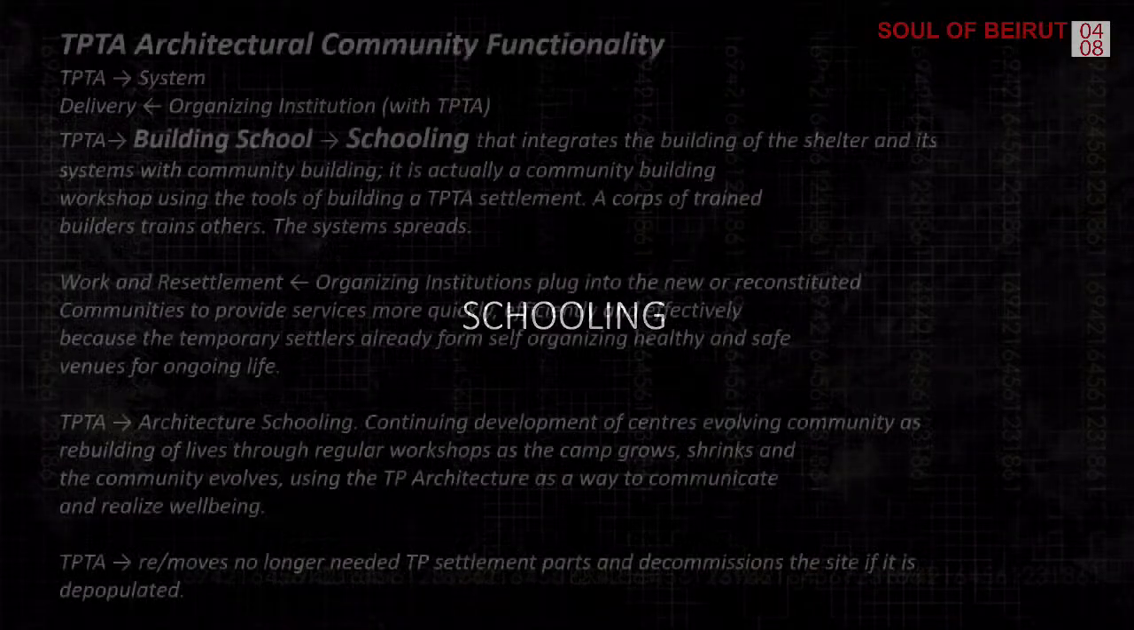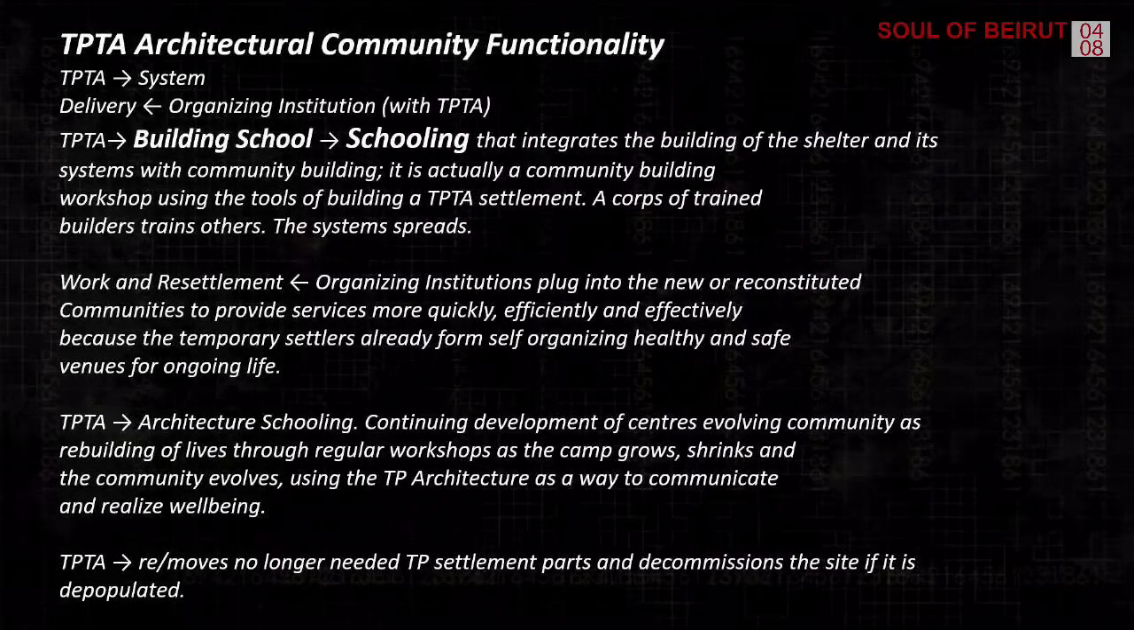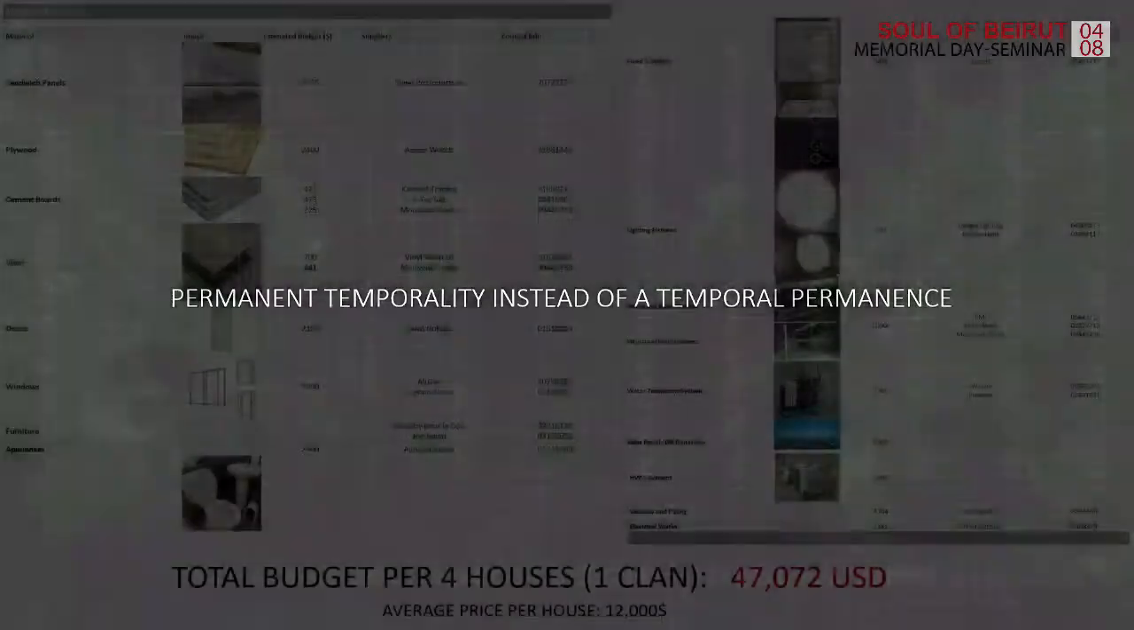But there's this important phenomenon called schooling. This is where people learn its easy techniques in a socially active manner. So there will be a corps of trained builders that will train others, and then the system will spread. So in the case of any emergency, like the one that happened 1 year ago, any person, when he learns this technique, can build his own shelter. So it's a permanent temporality instead of a temporal permanence. People can stay in a temporal system permanently. They can be dismantled in a matter of days.